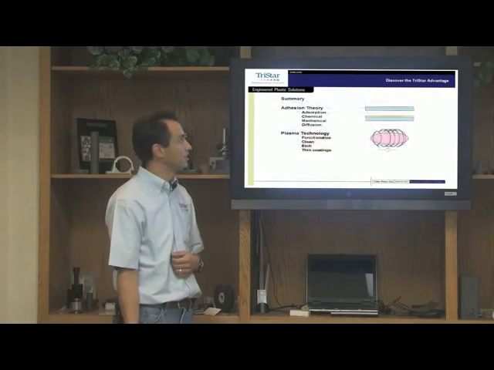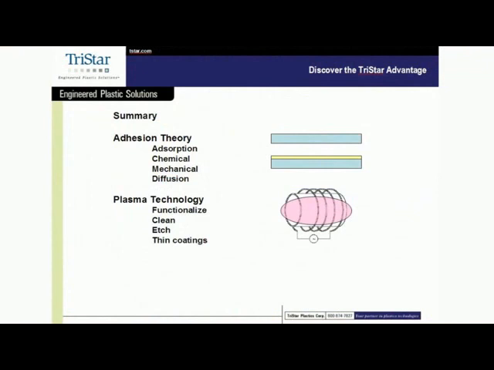Okay, so to conclude this tech talk, we went over adhesion theory, and we have 4 different types. The 3 main ones that we exploit here are absorption, chemical, and mechanical adhesion. At some level, we're going to be applying that to the surface using plasma or organosilane treatments. The plasma technology that we use will functionalize, clean, and etch the material. And those are the technical terms for what we have for adhesion theory.